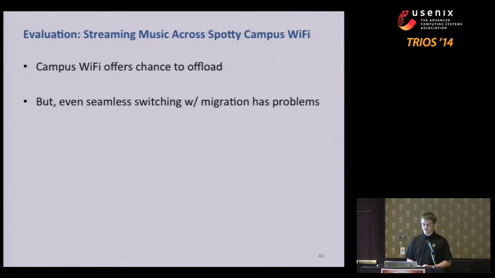So looking at our first example, our use case was that we wanted to stream music while going across campus that has spotty Wi-Fi. This campus Wi-Fi serves as a good opportunity to offload some data from your cell network to not go up against your data cap. Unfortunately, it can sometimes be tricky to connect to these for any one period of time. They keep breaking. Fortunately, we had network migration to allow us to seamlessly go between these networks. But even with that, we still face some problems that we need to deal with.